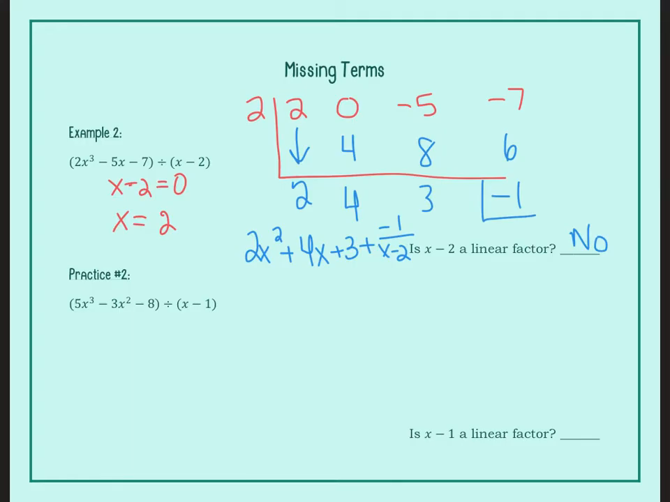So go ahead and try the second one on your own. But I'm going to ask you real quick, is there a missing variable? And if so, where is it? It's actually missing the x variable.